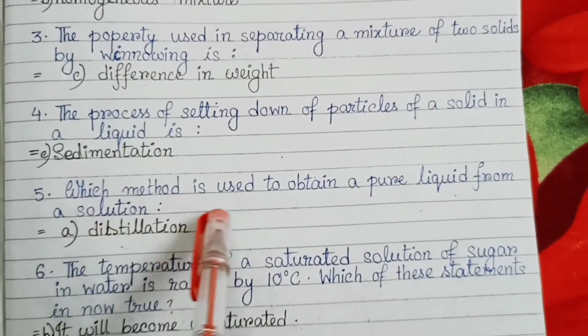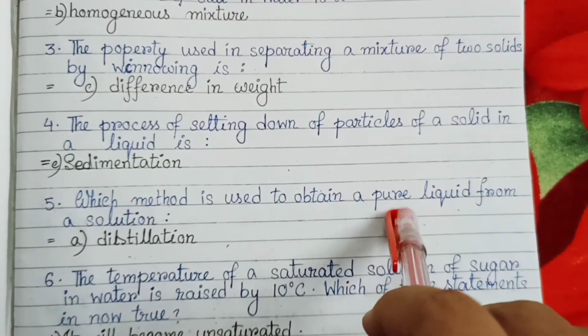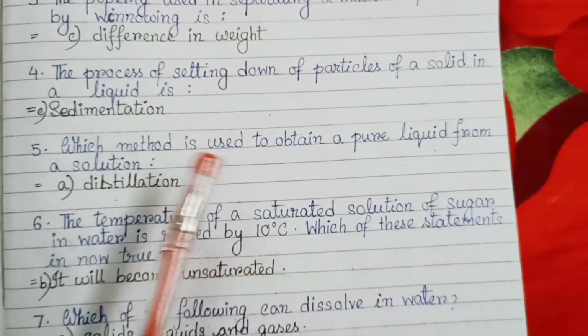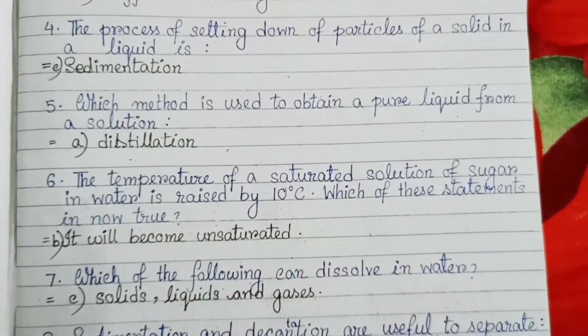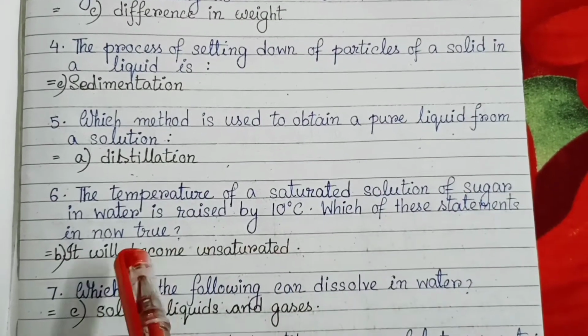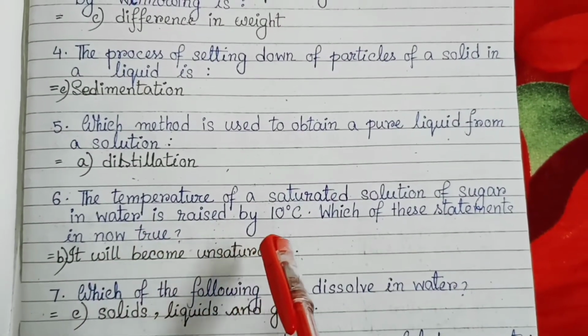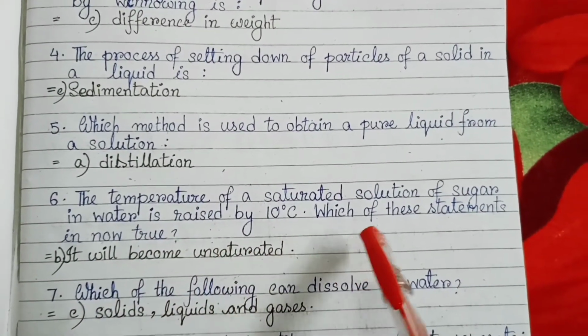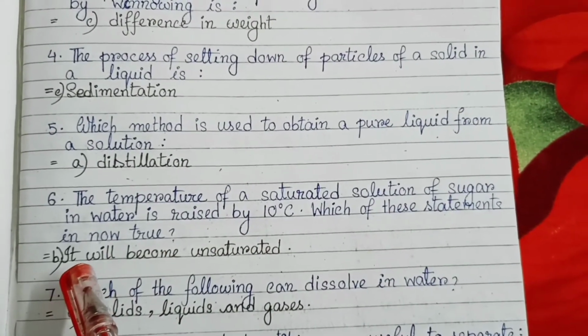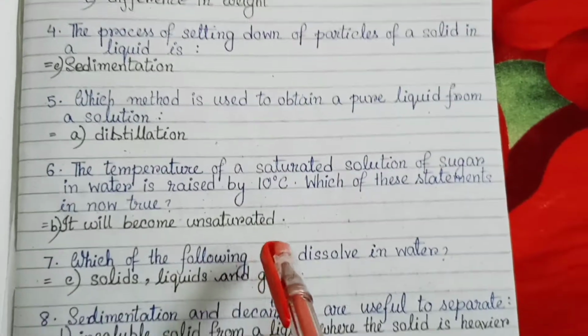Which method is used to obtain a pure liquid form? A solution, distillation. The temperature of a saturated solution of sugar in water is raised by 10 degrees centigrade. Which of these statements is now true? Number B, it will become unsaturated.